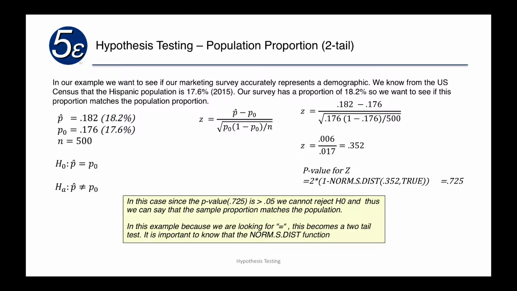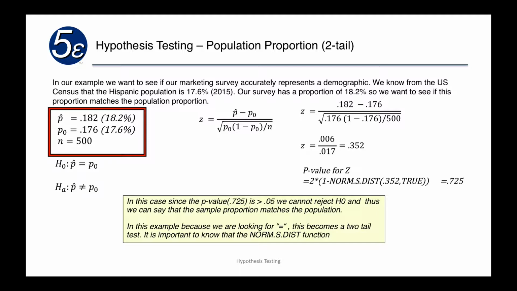So what we need to do is calculate the Z statistic, which is given here in the middle. And it is basically the difference between the sample proportion and our estimated proportion, which is known as P0. We take that value, put it over the square root of the P0 value, which is the population estimate that we're looking for, times 1 minus P0, again the percentage of not being Hispanic, divided by N.